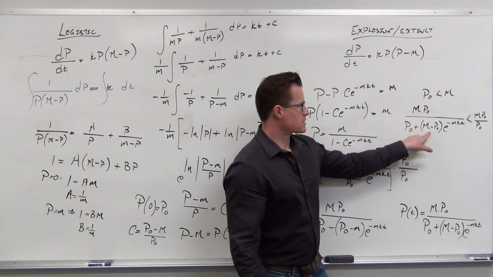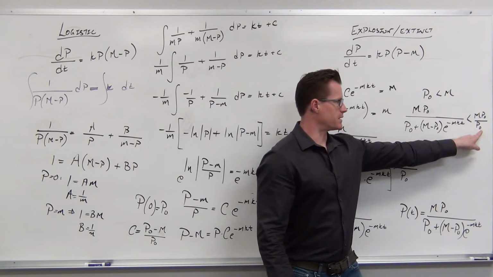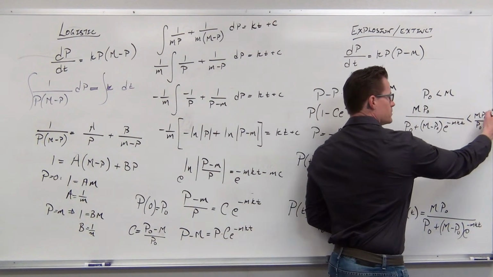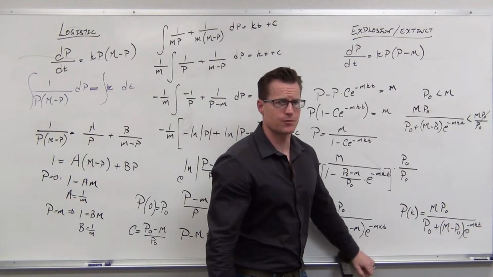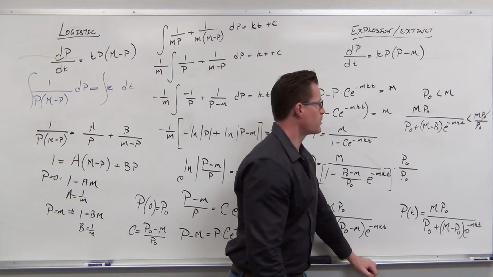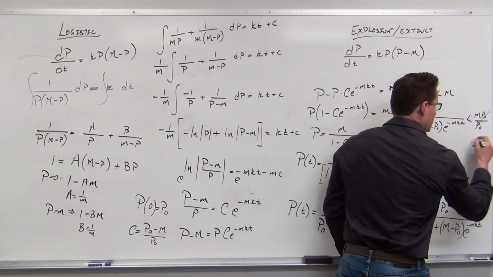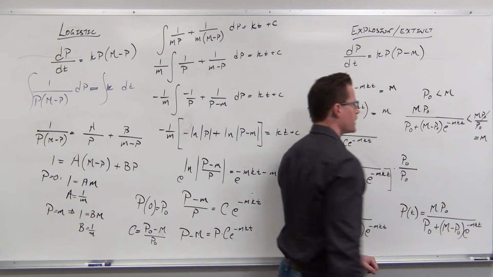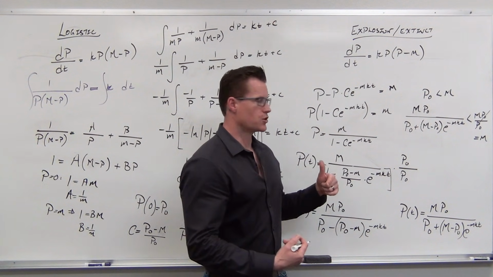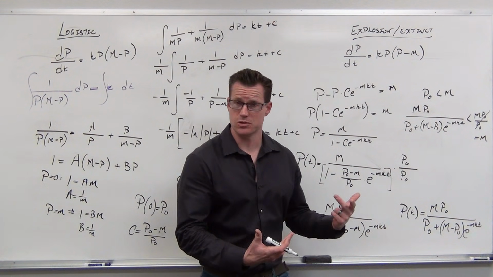So if this thing is positive, then this is a bigger denominator than this. Then this fraction would be less than this fraction, and this would be less than m itself, which means your population would be less than m. So if your initial population is less than m, sure, you're increasing, but you're bounded. We've just proven that this would be bounded right here.